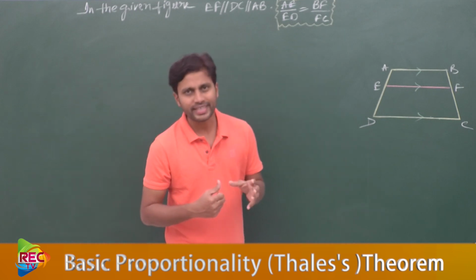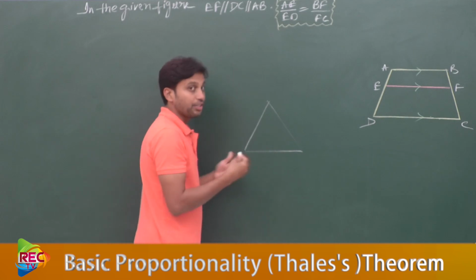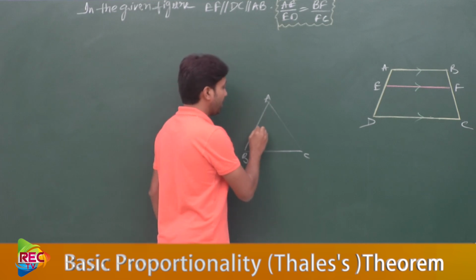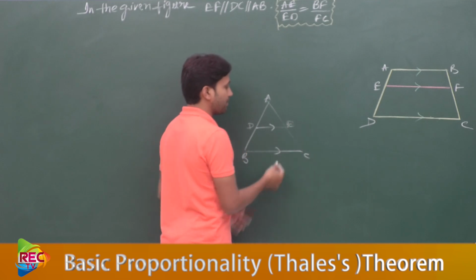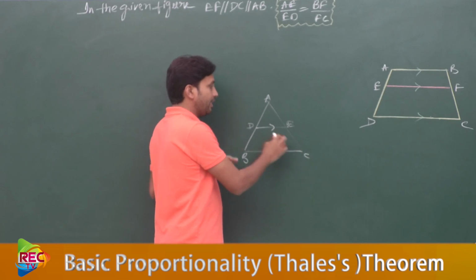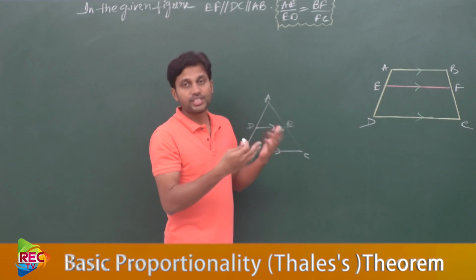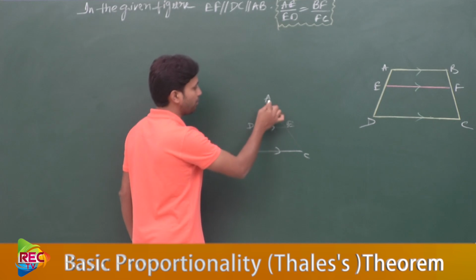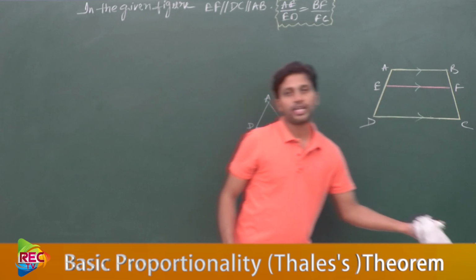So what is Thales theorem? As you know, when you are given a triangle, let me remind you what Thales theorem is. ABC is a triangle. When a line is drawn parallel to one of the sides, intersecting the other two sides at two points, it will divide the remaining two sides in equal ratio. That is your basic proportionality theorem or Thales theorem, right? So here AD by DB equal to AE by EC. That's going to be your basic proportionality theorem.